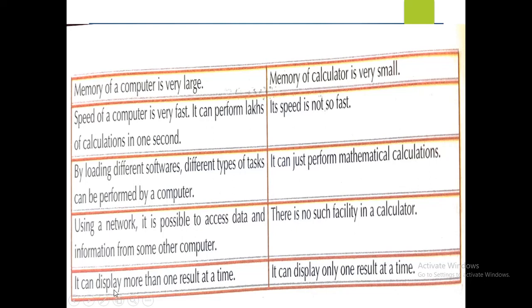The computer can display more than one result at a time, but a calculator can display only one result at a time. The computer can give more than one result at a time because it can perform lakhs of calculations in 1 second. So it can display more than one result at a time, but a calculator can display only one result at a time.